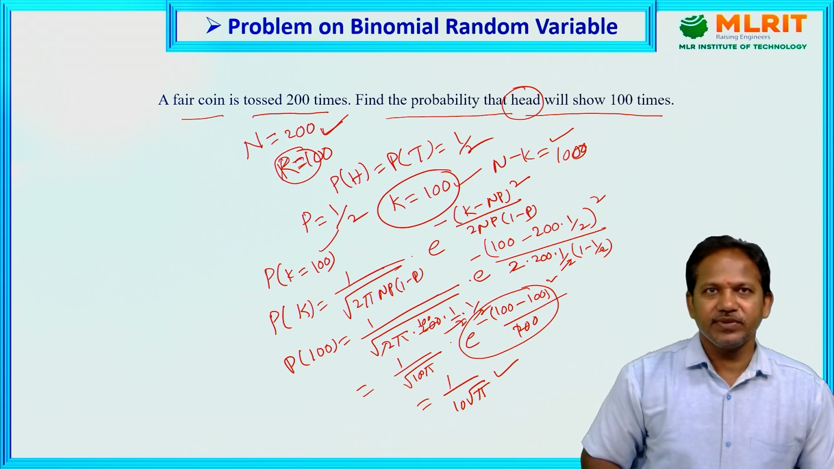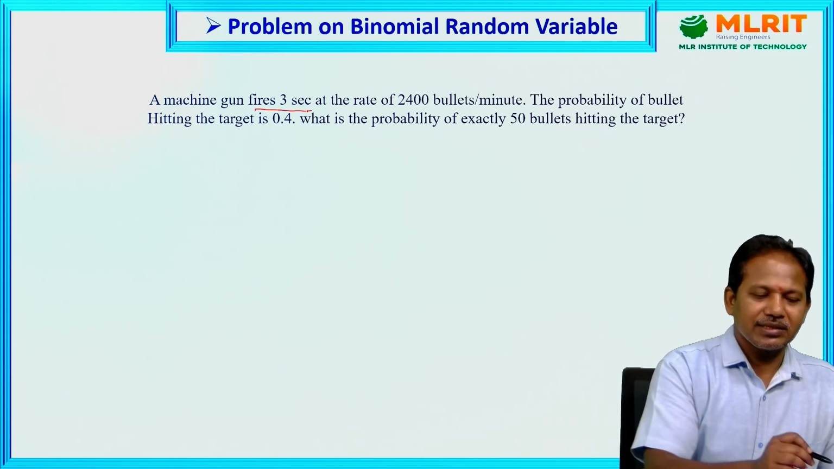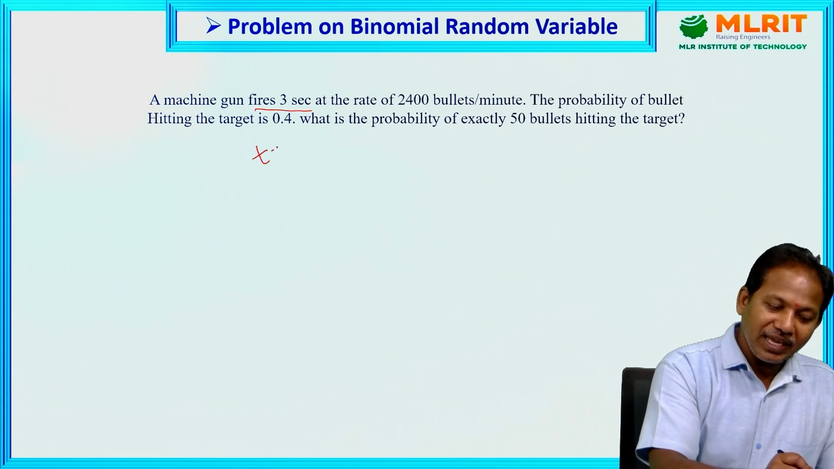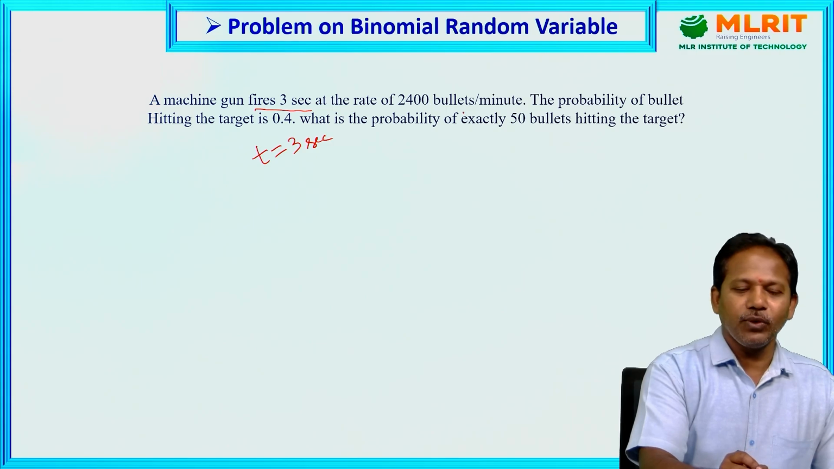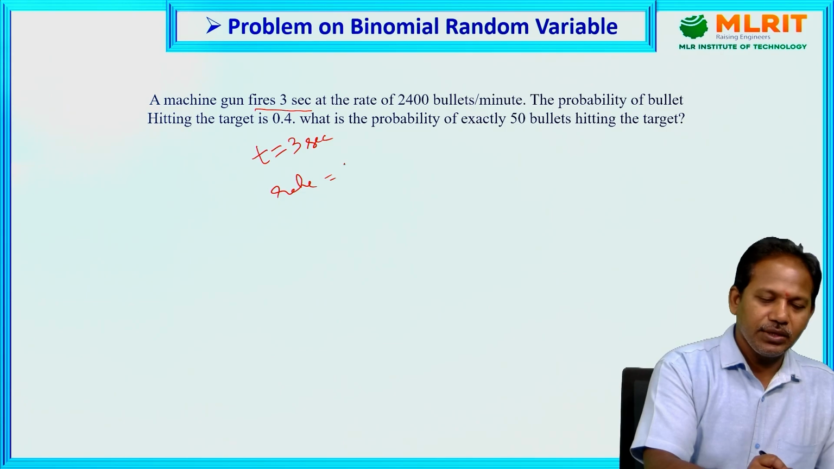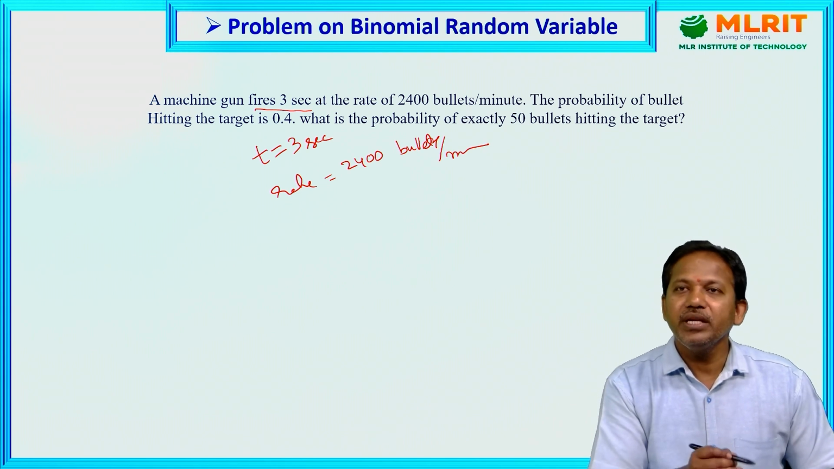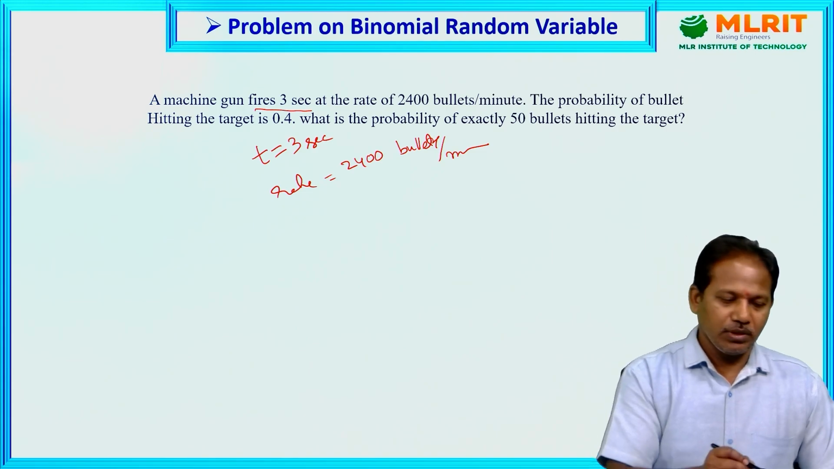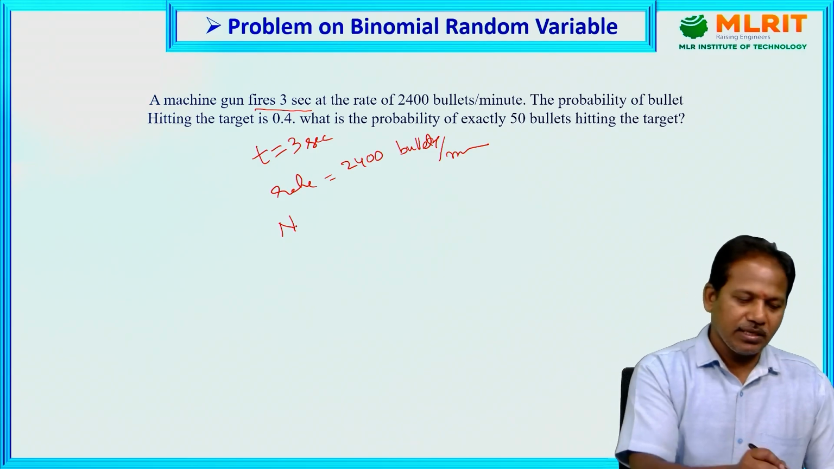Now, we are moving to the next one. A machine gun fires for 3 seconds. That is, the time is given as 3 seconds, at the rate of 2400 bullets per minute. So, here the rate is given. By using this rate and time, I can find the number of bullets used, N.